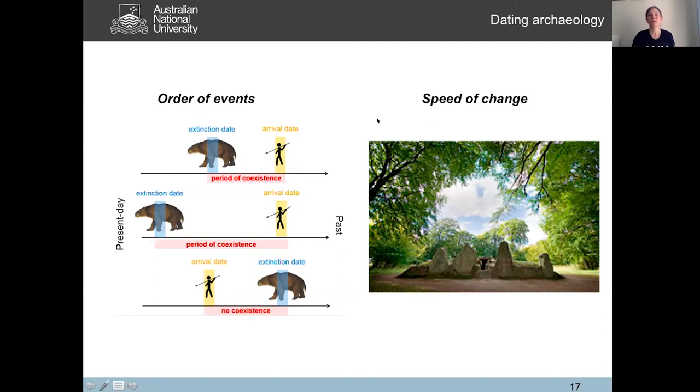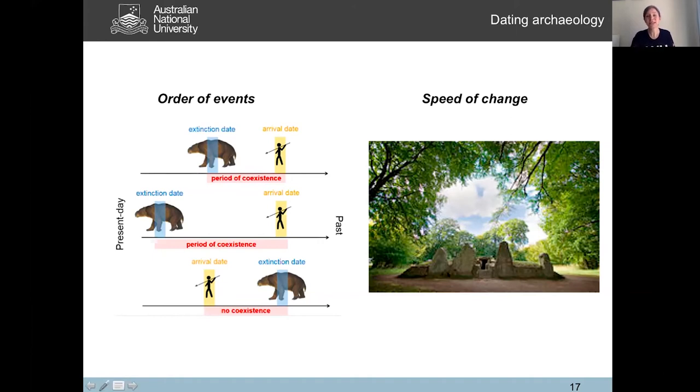And that's when we come to the second thing that dating can reveal, and that's the speed of change. So you might think that people will have had a different impact on the extinction of megafauna if they arrived a very short time before the extinction date, or if they'd been around maybe 10 or 20,000 years before the megafauna went extinct. The length of the period of coexistence can give you an indicator of what kind of role people might have had in that process.